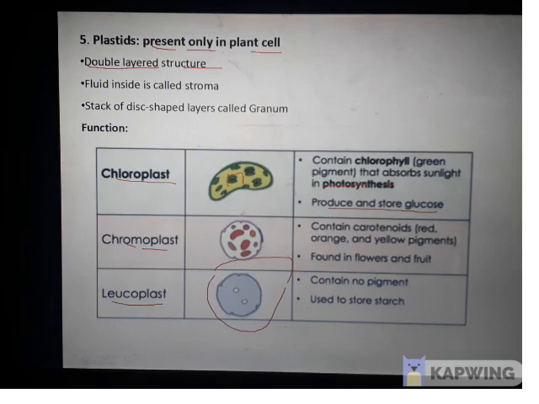Now the different colors of fruits and flowers are because of the presence of this plastid, that is chromoplast. So it has red, orange and yellow pigment, and it is found in flowers and fruit. Last, leucoplast is colorless, and the main work of this leucoplast is to store food, that is in the form of starch and glucose.